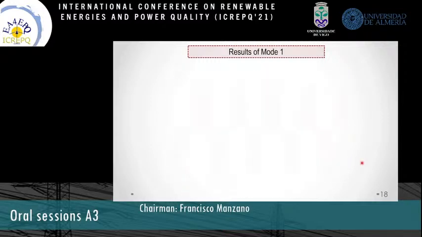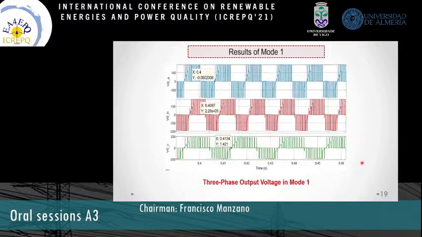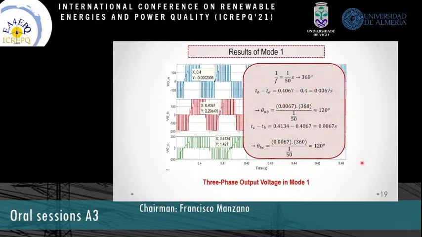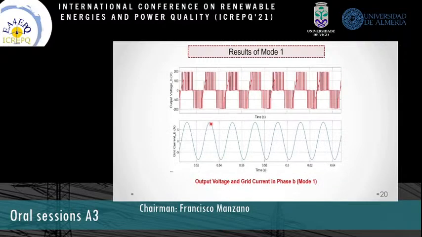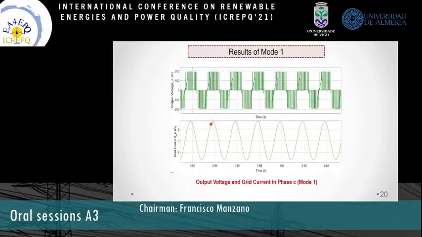Same for phase B and phase C. The three-phase output voltages are delayed by 120 degrees to each other, leading to a balanced output. Also, the inverter of this PV system is operating at a unity power factor, where the grid current is in phase with the output voltage. Same for phase B and phase C.